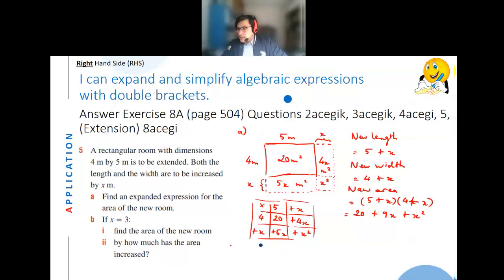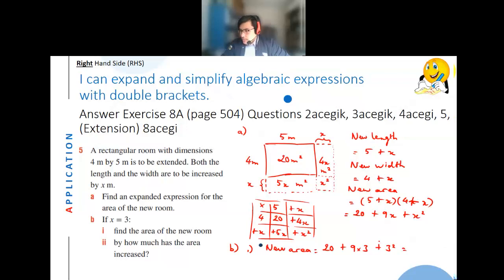And then finally we've got B. Now it says there, if x is equal to 3, then find the area of the new room. So that means that whenever you have x, we will use the number 3. So we have 20 plus 9 times 3, plus x squared, or 3 squared. Put this into a calculator and you should get your answer.